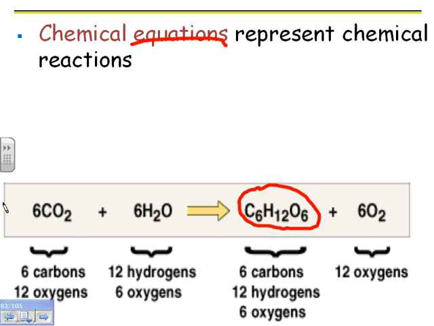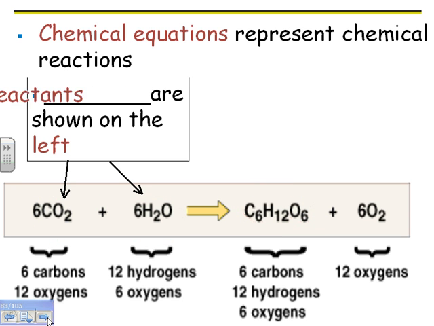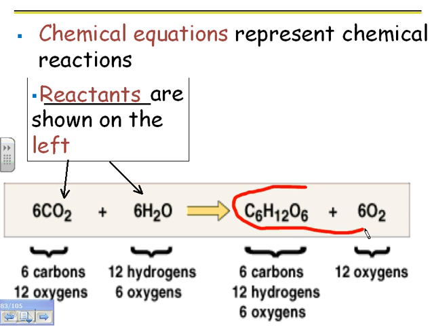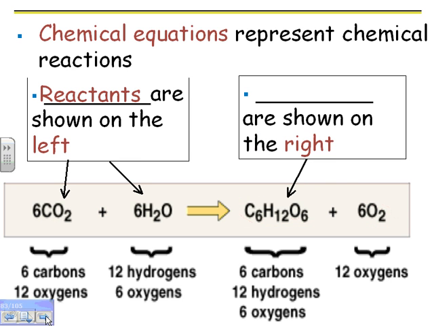The stuff that you start with, these things, are called the reactants. So reactants are shown on the left. This arrow means yields, as in this becomes this. So these things are what you produce, what you make. Hopefully you know the word produce is something that you end up making. So these things are called the products. Products are shown on the right.